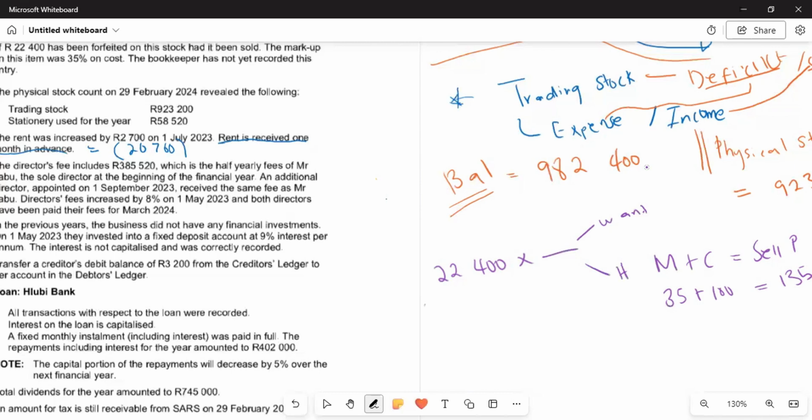So here I'm looking for what? The cost of this trading stock I've donated. And I said cost is always 100%, so I'm going to put the 100 on top. And here, what do I have? I have the profit that we forfeited, and profit here is represented by your markup, which is 35%. So I have 35. When I punch this into my calculator, I would get the actual cost of this trading stock. So 22,400 multiplied by 100 over 35. This trading stock was worth 64,000. This is the cost of the donated trading stock.